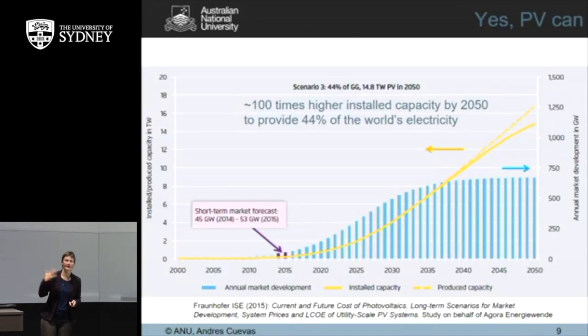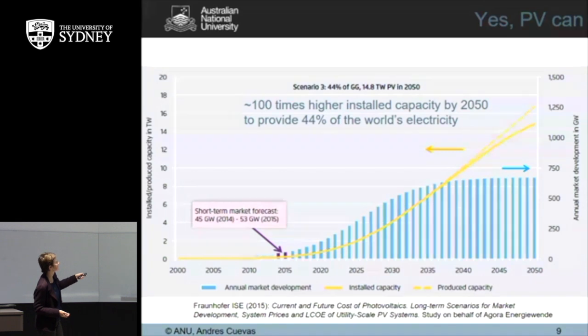So we can think, okay, given that the price has fallen, given that the amount we're installing is increasing, where can this take us? How far can we go if we keep going on this sort of path? This shows you where we are at the moment. We're plotting here the installed or produced capacity in terawatts, remembering what terawatts are, 15 or so terawatts being the entire world's electricity supply at the moment.